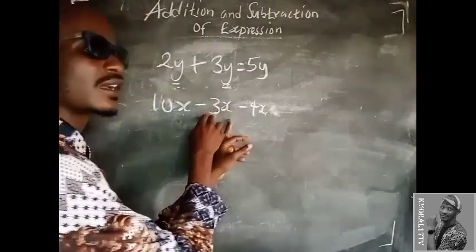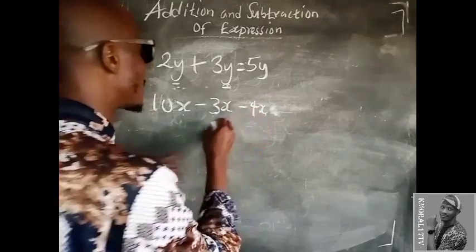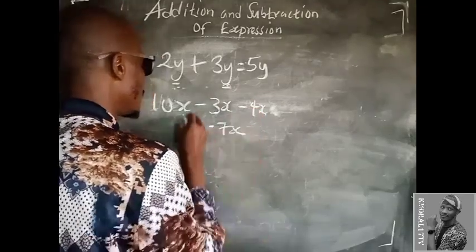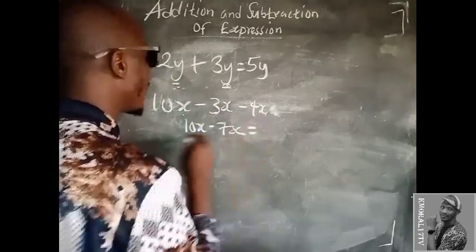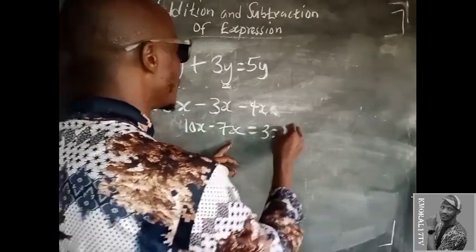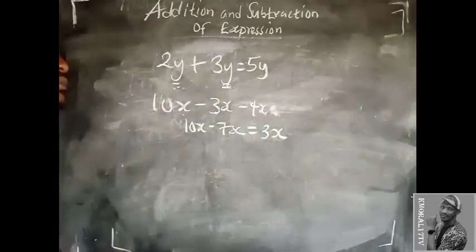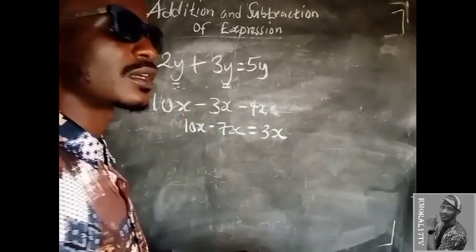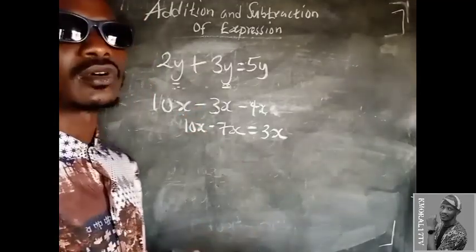It will now be minus 3x and minus 4x. You owe somebody 3 naira, you owe somebody another 4 naira. That is minus 7x. Then 10x minus 7x will give you 3x. That is the addition and subtraction of what we call expressions.